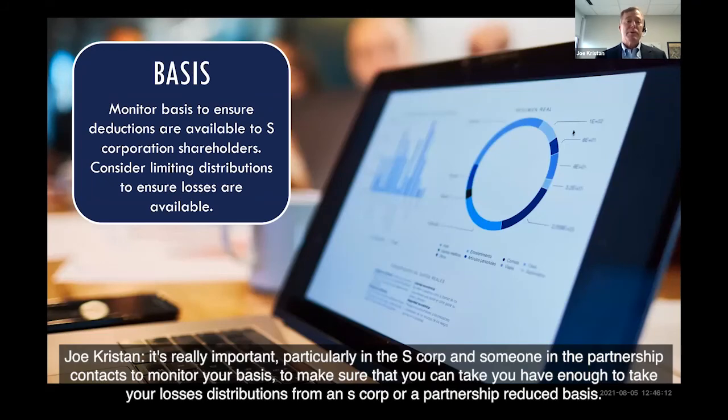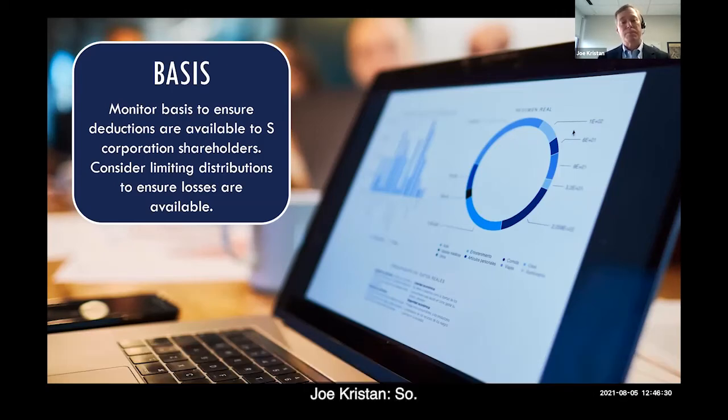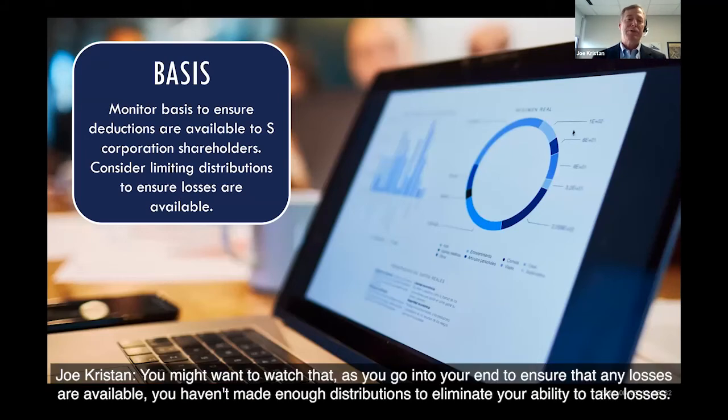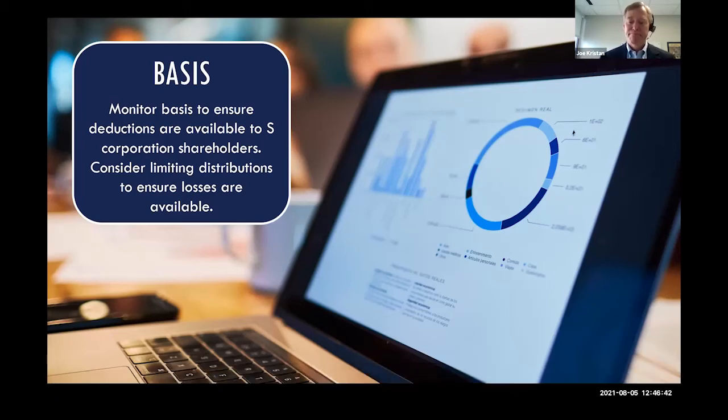It's really important, particularly in the S corporation and somewhat in the partnership context, to monitor your basis to make sure that you have enough to take your losses. Distributions from an S corporation or a partnership reduce basis. So you might want to watch that as you go into year end to ensure that any losses are available. You haven't made enough distributions to eliminate your ability to take losses.